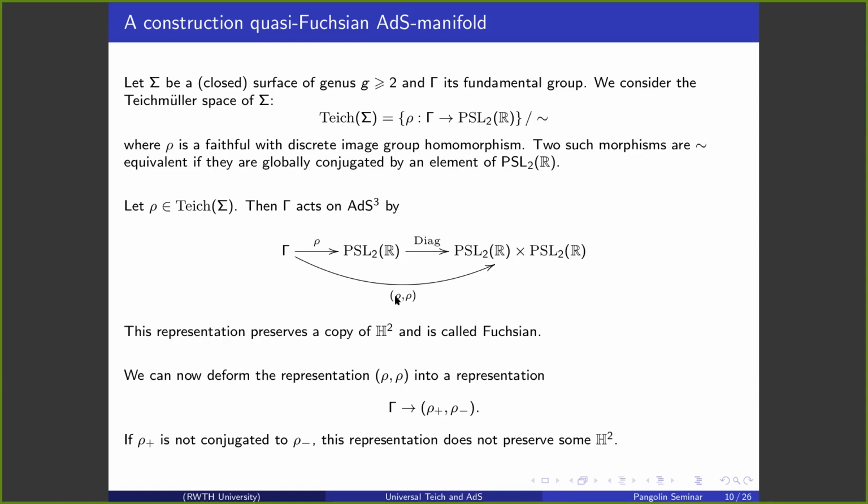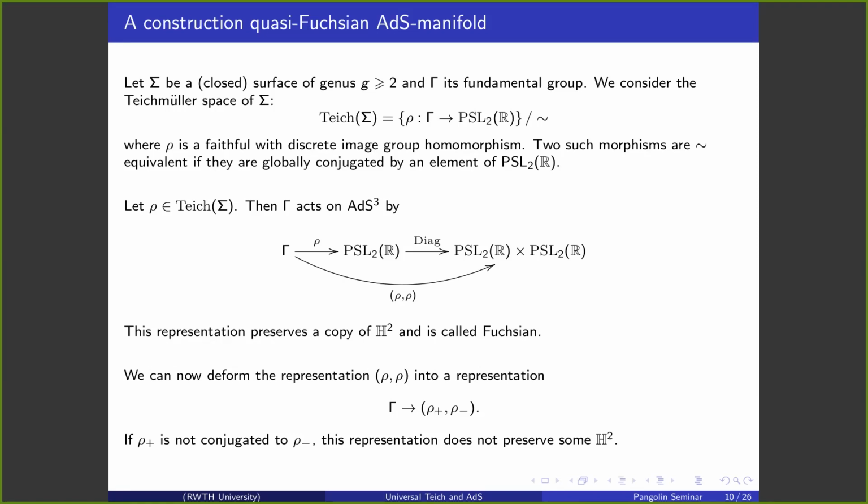So at this stage, a Fuchsian representation is just a copy of the same representation into PSL2 twice, and I can start deforming this rho by considering not a single representation twice, but really two different representations, rho minus and rho plus, also discrete and faithful. So that I have now a different class of representation, and this representation will be called quasi-Fuchsian for the reason I will explain.